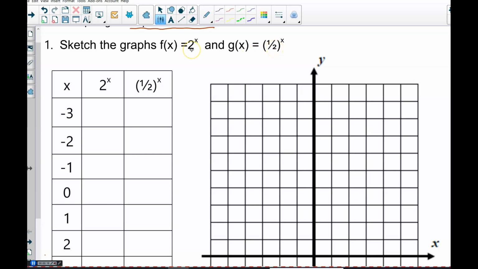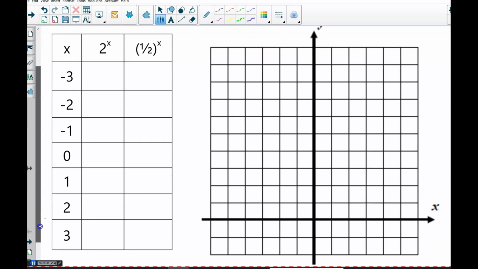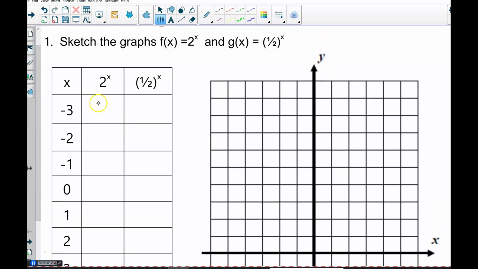Both of these are considered exponential functions, and we know that because we have a number for the base and a variable x for the exponent. So we can use any values to input for x, but we're going to use what's shown in the table from -3 to 3. So 2 raised to the -3 is the same thing as 1 over 2 to the 3. 2 to the 3 is 8, so that's 1/8.